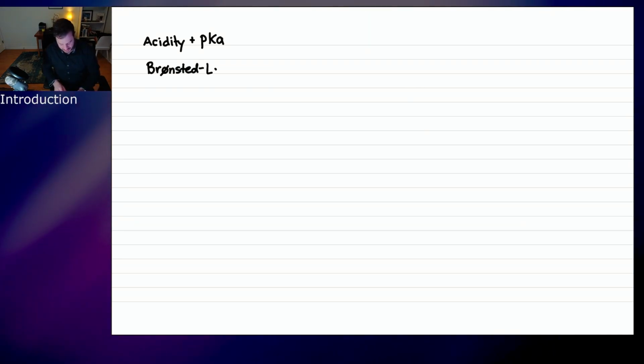So Bronsted-Lowry acid and a Bronsted-Lowry base. The Bronsted-Lowry acid is defined as a proton donor. So H+ is a proton, and an acid donates a proton.